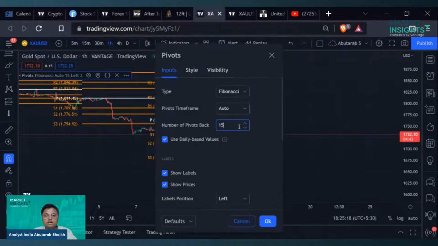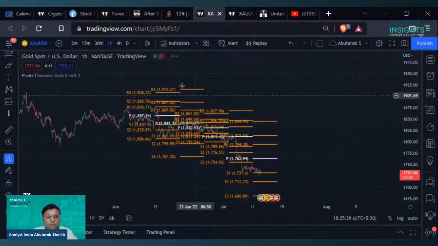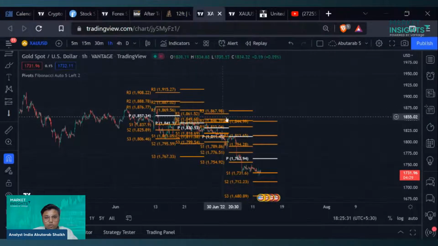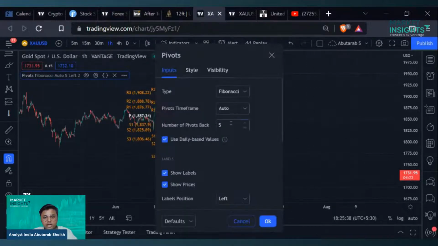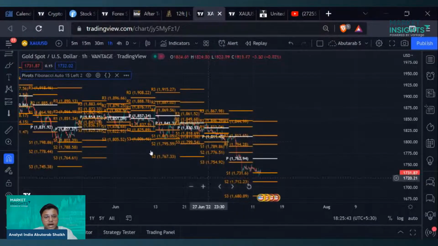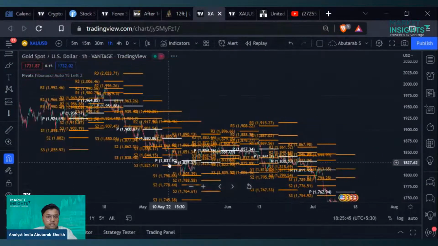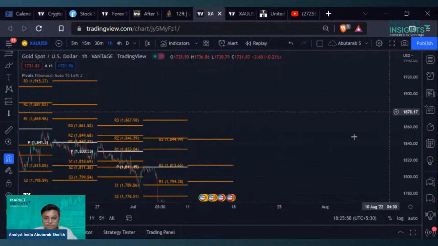Number of pivots back, that is how many pivots you want to see prior to the current level. So let's select 5. I will show you how it works. It is going to show me only 5 pivot levels: 1, 2, 3, 4, 5. And if I want more, I can go into this and choose more than that. If I want 15 pivots back, it is going to show me 15 pivots back. Isn't it very convenient?